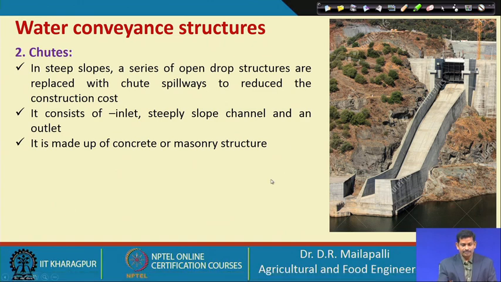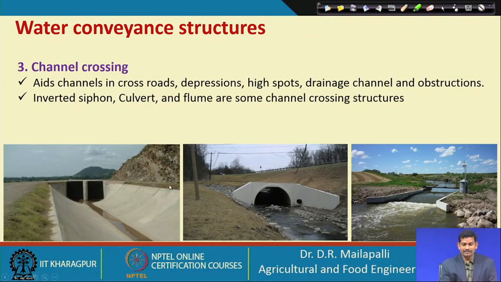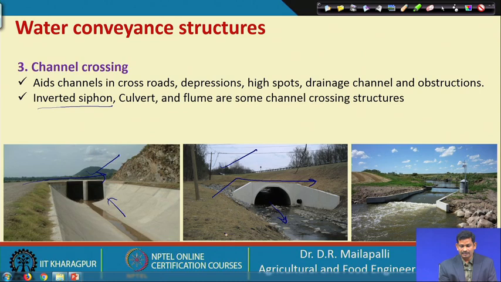Next are the channel crossings. There is a channel full of water and you want to cross from one end to the other end. There are some structures for this, so that without interrupting the flow, you can transpass the flow. This is the inverted siphon, and this is a culvert. The flow is taking place, but still you can cross the channel here.